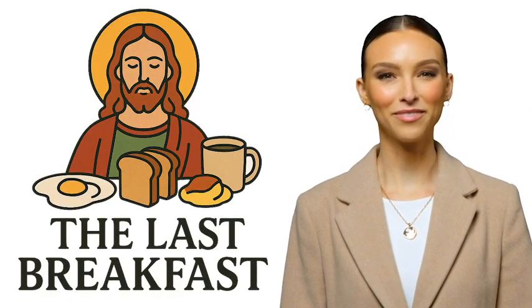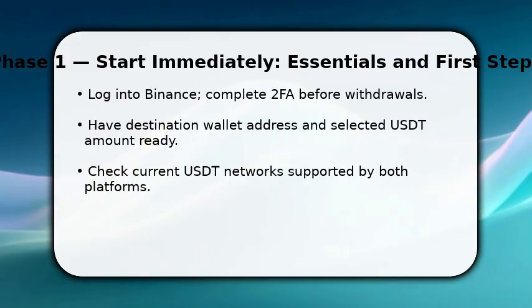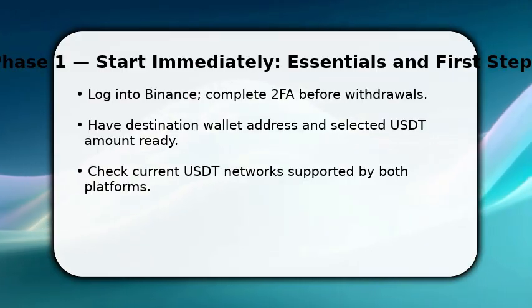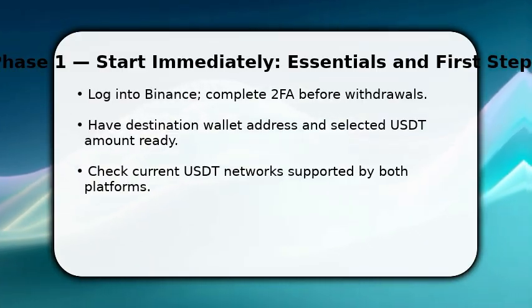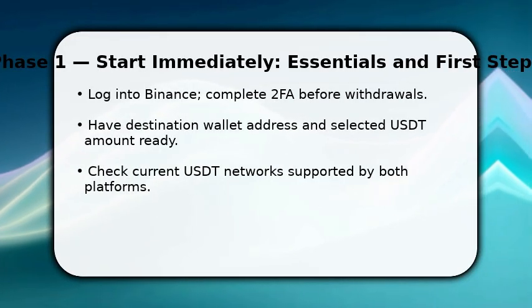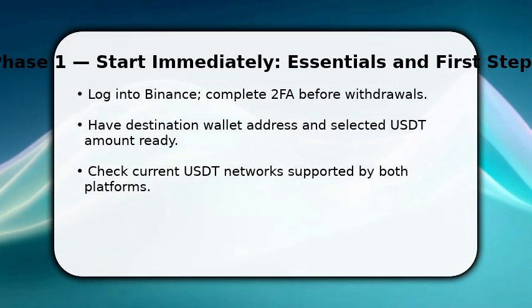Please enjoy the video. You start by opening Binance and logging in with 2FA enabled. This secures withdrawals. Once done, go to Wallet Fiat and Spot and find USDT. Click Withdraw to reveal network options.